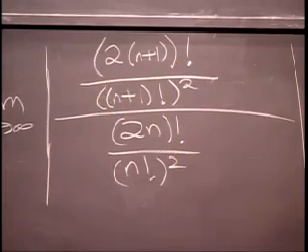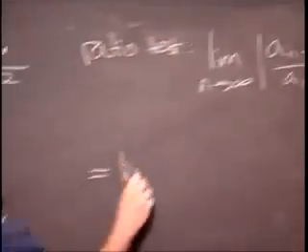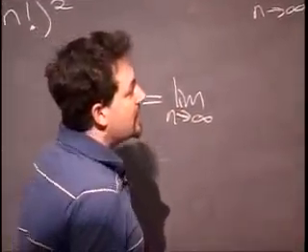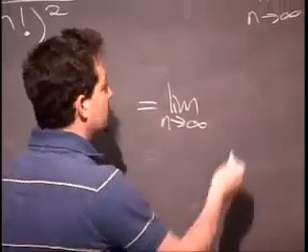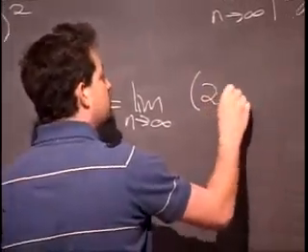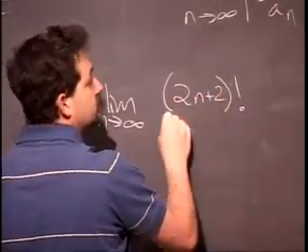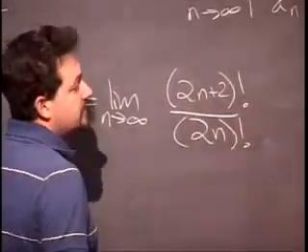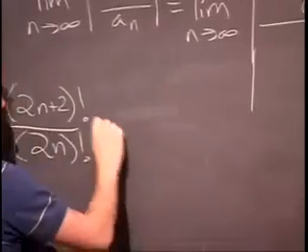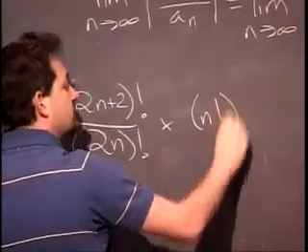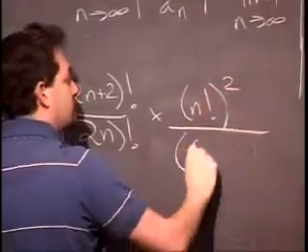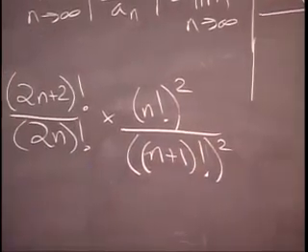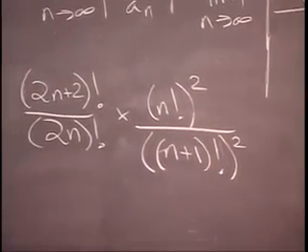All right, drop the absolute values. Everything's positive, in these examples at least. And let's tidy it up a little bit. We'll get (2n plus 2) factorial over (2n) factorial, whereas the squares will come on the top: the (n factorial) squared comes on the top, and ((n plus 1) factorial) all squared goes on the bottom. Now we can simplify this a little bit.